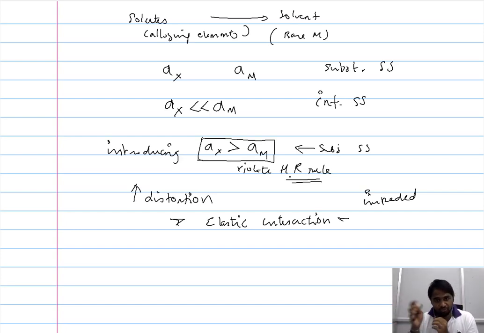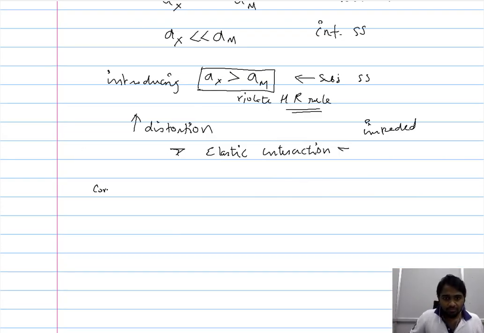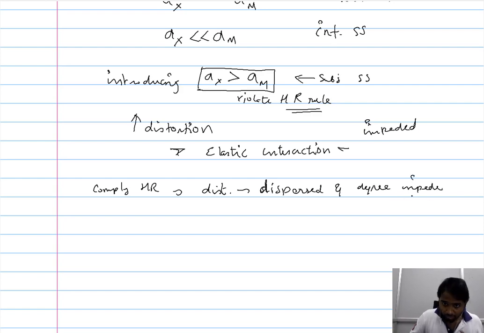However, when you violate the Hume-Rothery rule, then even though only a small number of solute atoms is present in your system, and it is completely soluble in your system, the distortion it brings about is significantly high. And therefore, the interaction will also be significantly high, and your dislocations will be significantly impeded. So, when you comply with Hume-Rothery, the distortion is rather dispersed, and even though you impede your dislocation movement, the degree to which you impede is rather compromised.